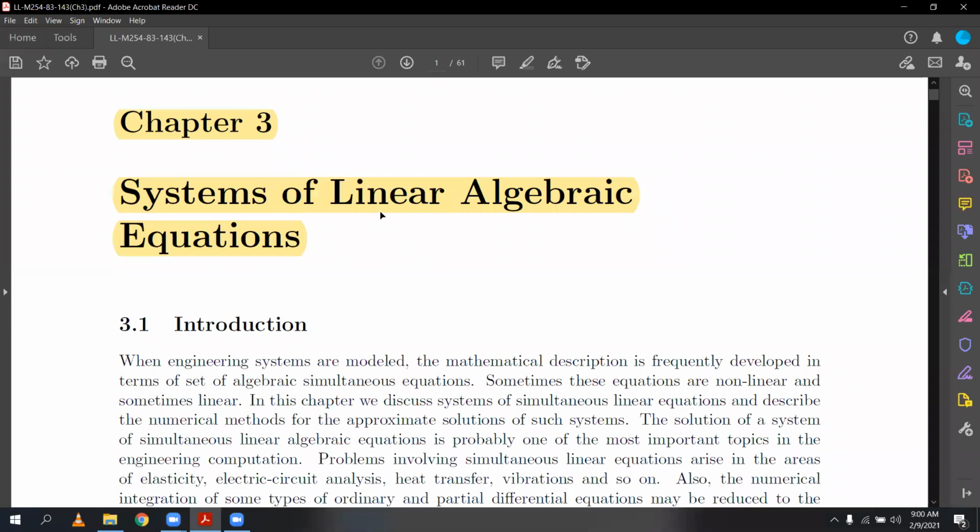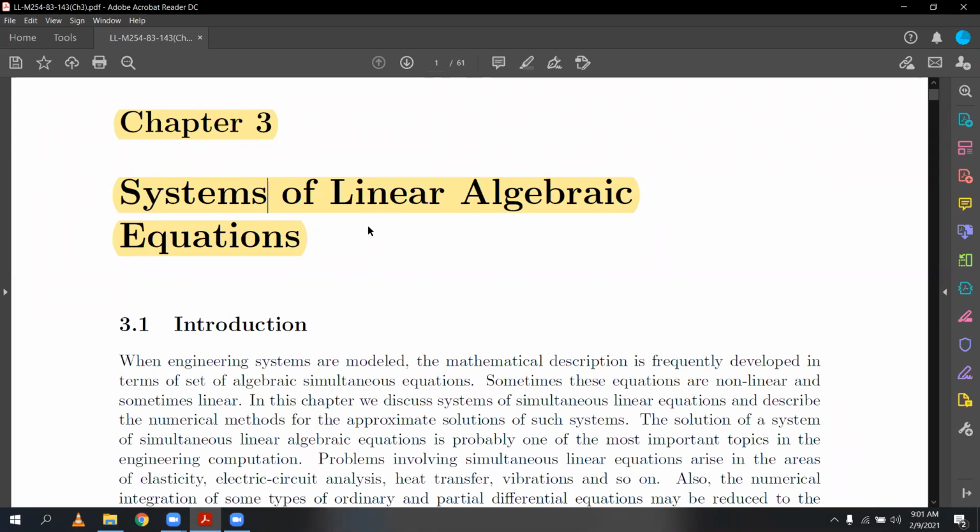It is called the system of linear algebraic equations. That means the easy one, this topic, because the difficult topic we already finished is non-linear. Non-linear is always difficult. Linear is a very simple topic we have here now.